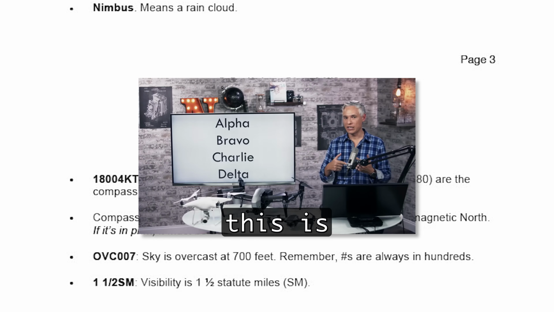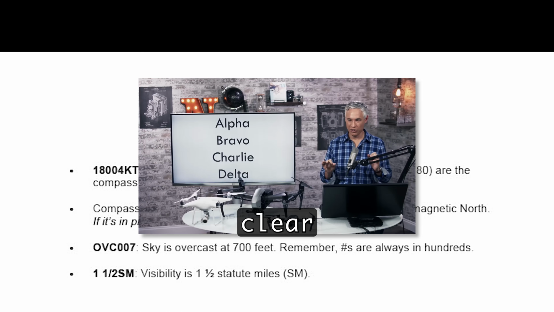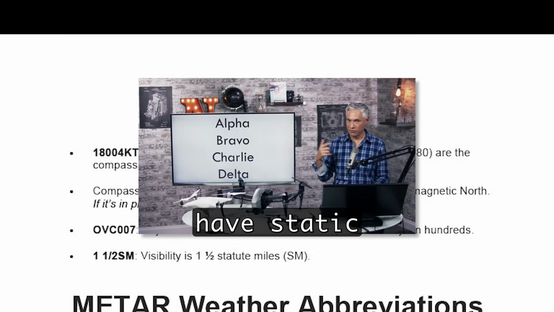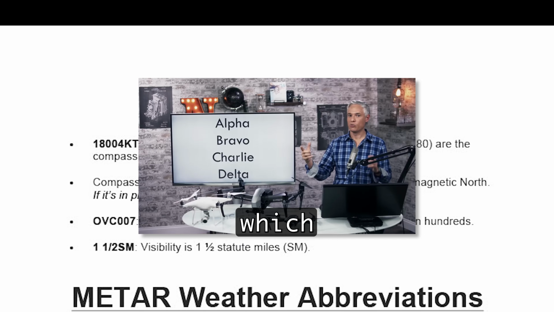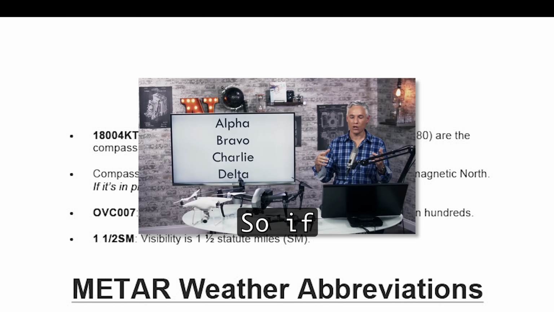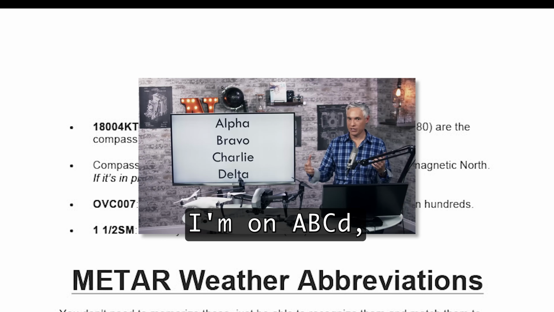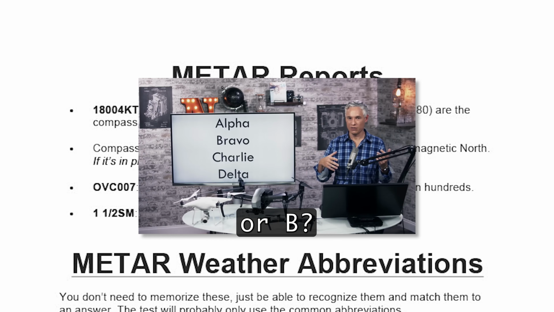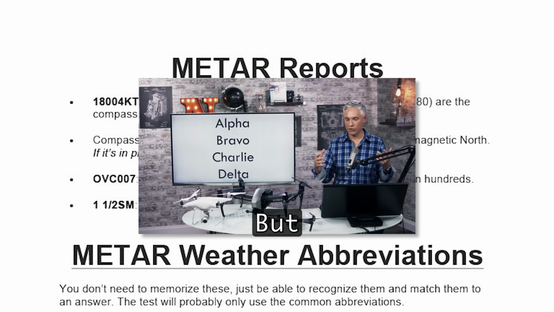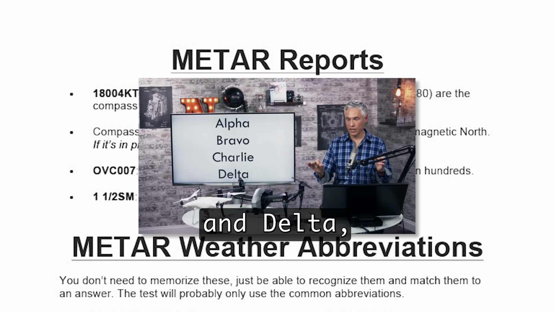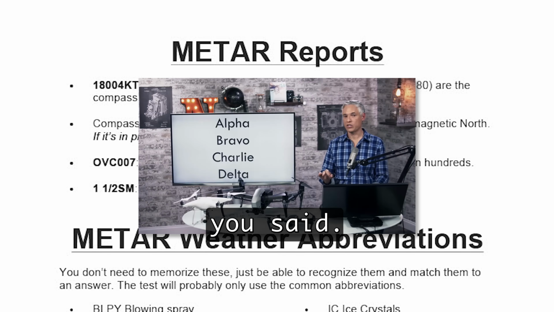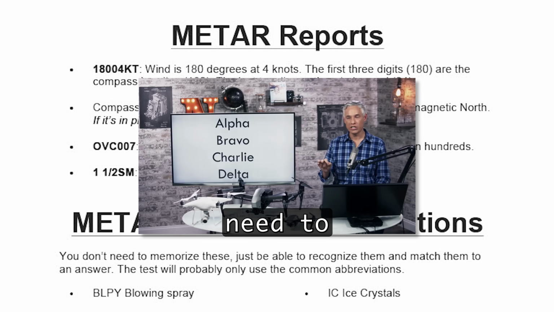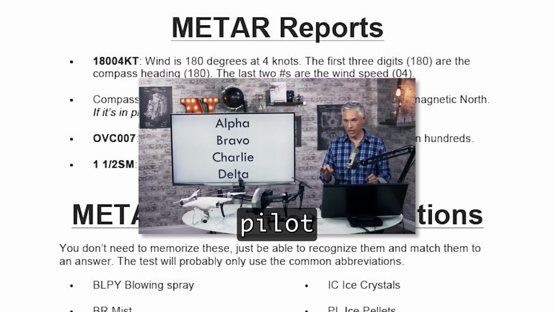The reason they do this is they need to be crystal clear when they communicate on kind of old-timey radios, which might have static. Like these are analog radios, which can have some kind of interference. So if you just say, I'm on ABCD, did you say like D or B? You know what I mean? It can be hard to understand. But if you say Bravo and Delta, there's no doubt which of those two words you said. So it adds clarity, and you don't need to be able to talk perfectly in this pilot language.